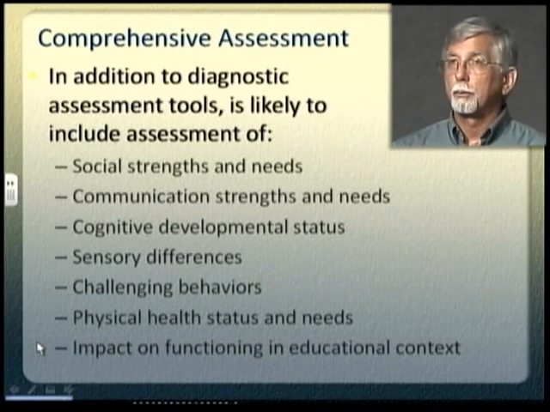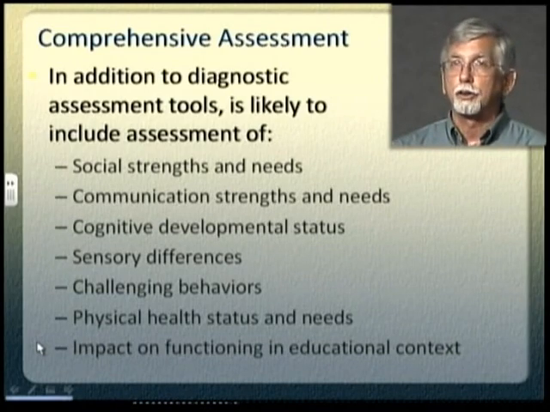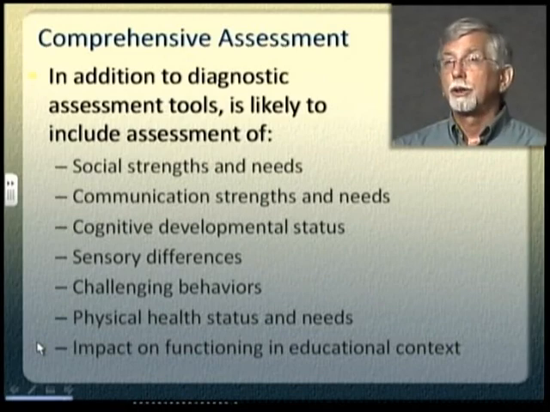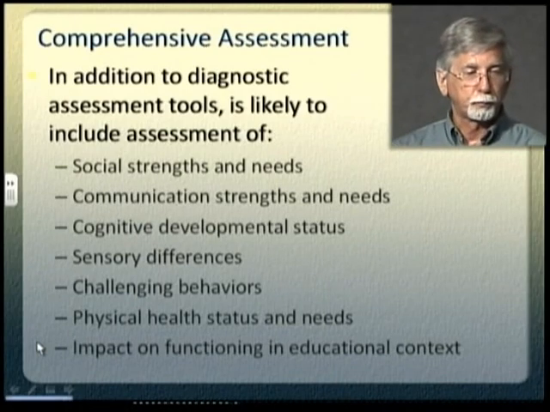We're interested in cognitive developmental status. How is this child's cognitive development coming along? And that provides us with another point of data to understand the characteristics of autism that we're seeing. I mentioned sensory differences earlier. A comprehensive assessment will certainly attend to the sensory differences that are commonly seen in children on the autism spectrum.